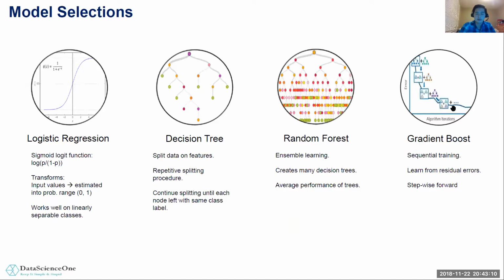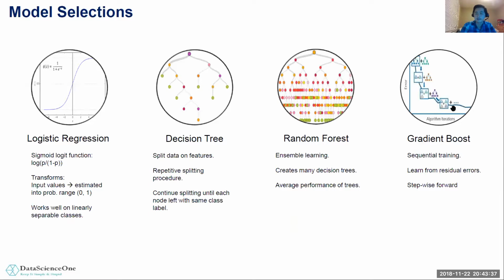The second model is decision tree. Basically, it splits the data on the features, and repeats the splitting procedure until each tree node is left with the same class label, either renew or non-renew. The third model is random forest. It's an ensemble type of learning model that creates many decision trees, and then averages the performance of all the trees together to make a prediction.